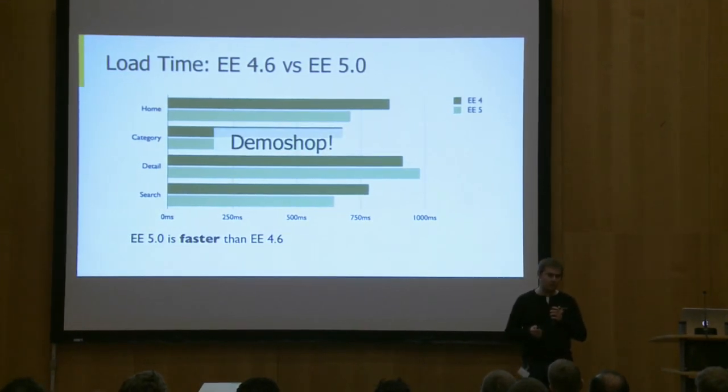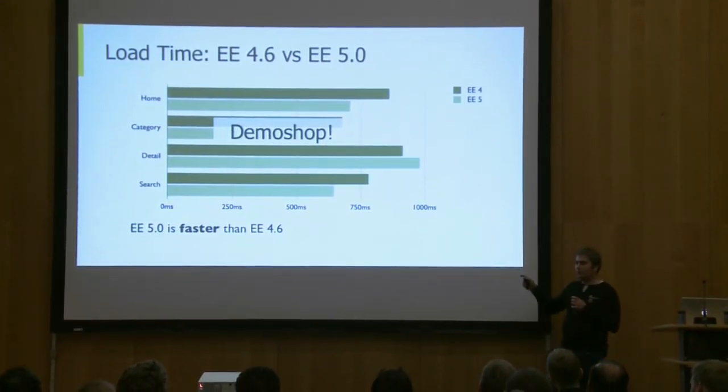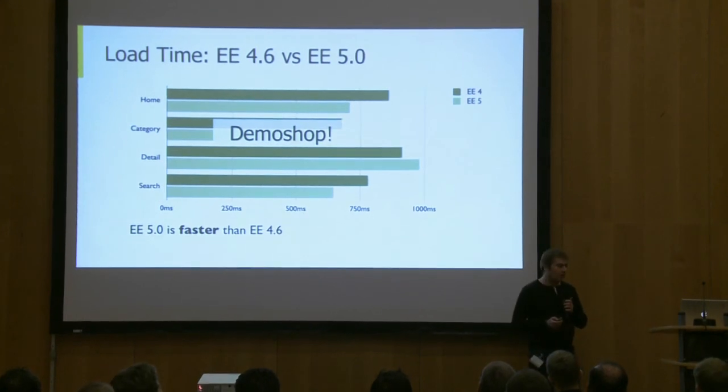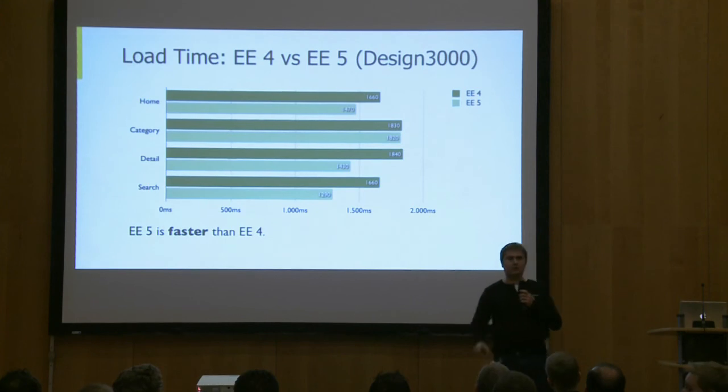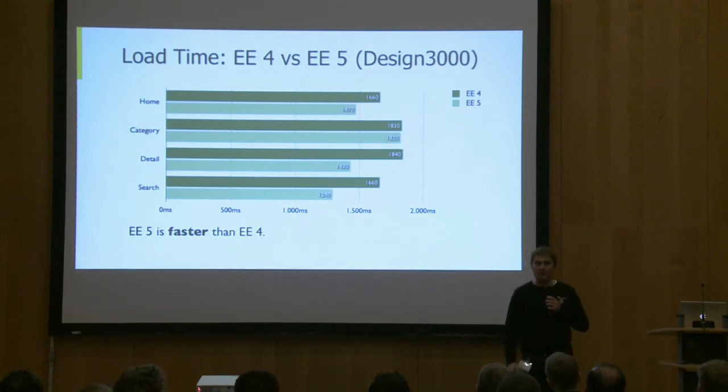There's only one tiny thing you have to keep in mind with these figures, and that's the demo shop. What we did is we did the same profiling with real customer shops. Here you can see the lucky guy. Dirk, I think you're here, right? There he is. Dirk's the lucky guy because OXID 5 is faster than OXID 4.6.